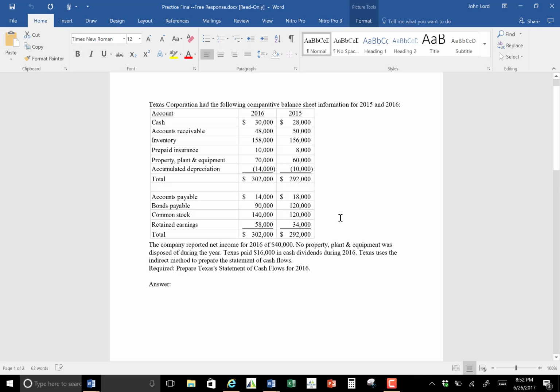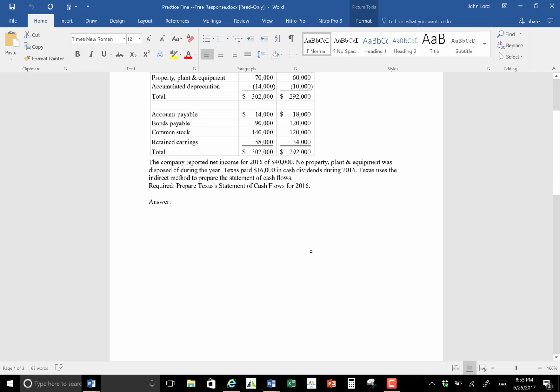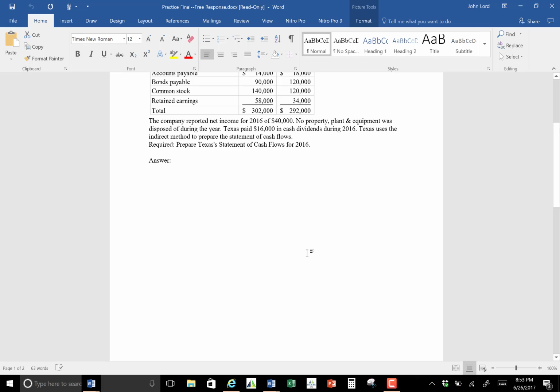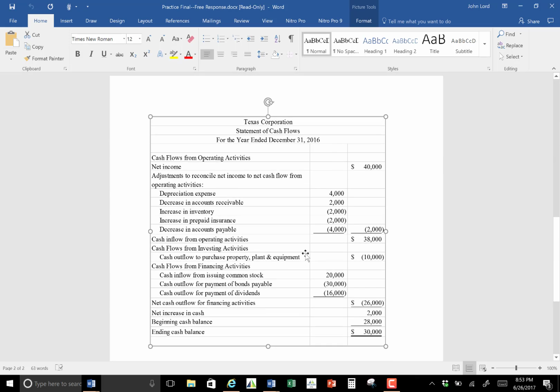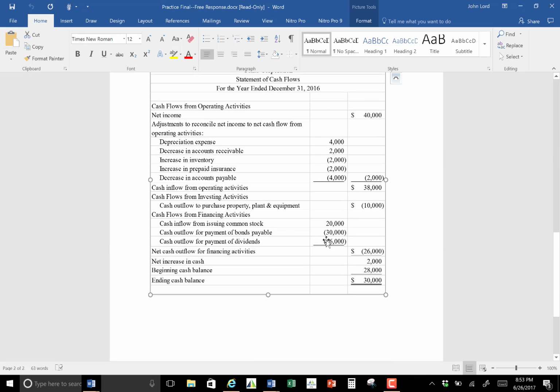Okay. Then what? Then they tell me, if I look at this other information, no property, plant, equipment was disposed of. I need to know that so I know that that change in equipment is purely what? The purchase of the equipment, right? Okay. And Texas paid $16,000 in cash dividends. Where do you want that to go, Grace? Financing. It's going to be a use of cash of $16,000. Is that the use? Yeah.